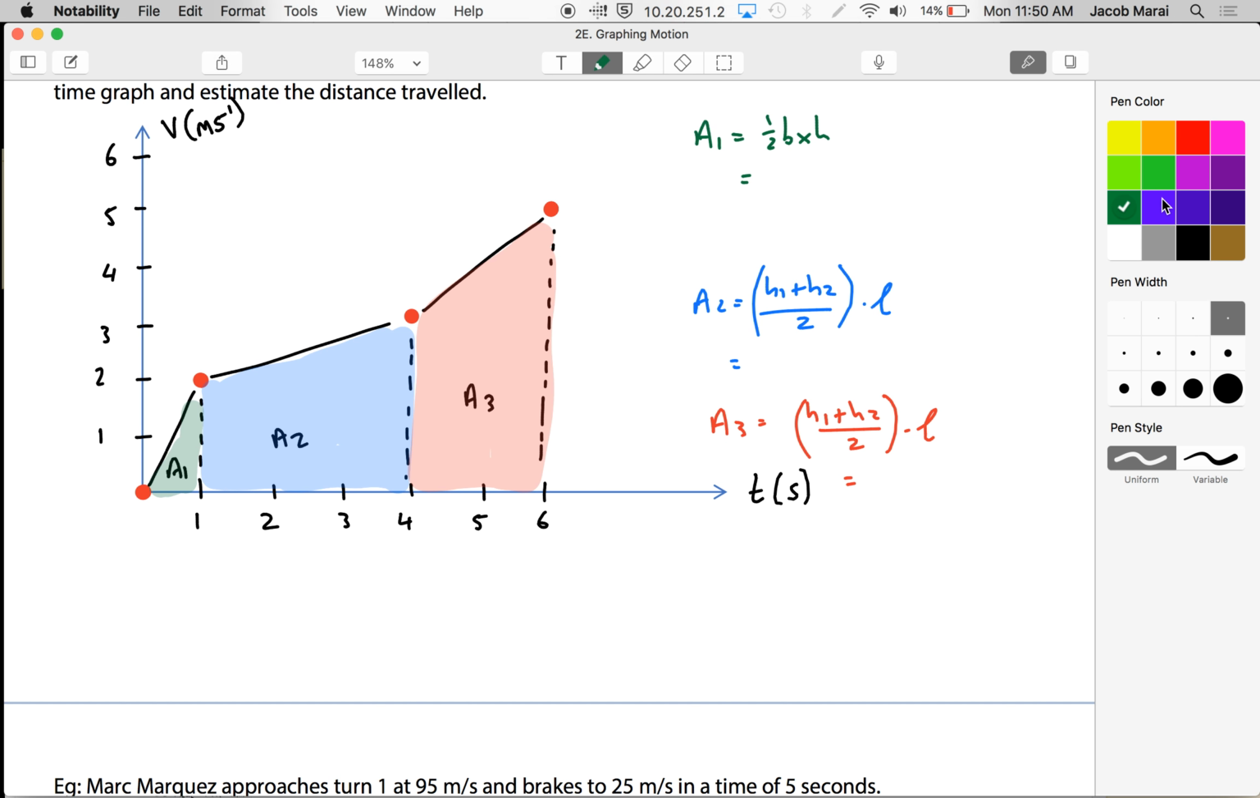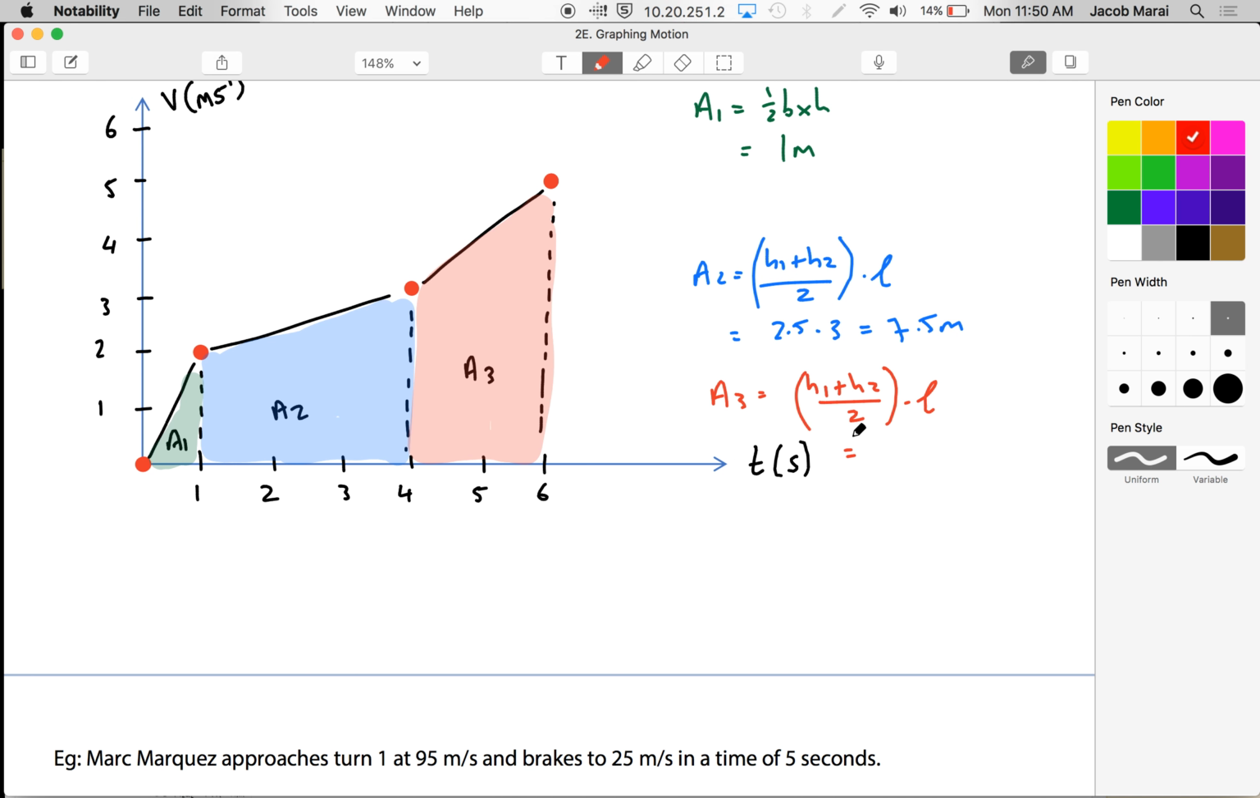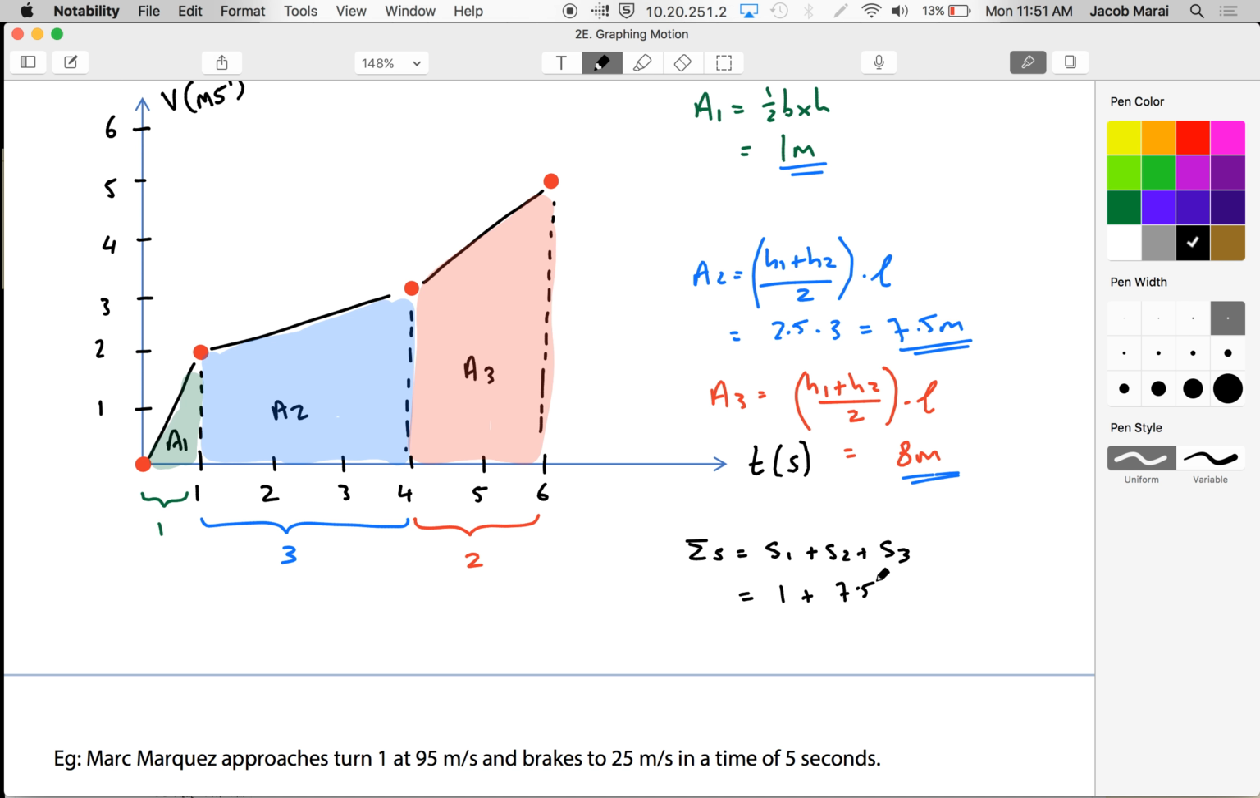And can we do all of this in our heads? A half of 1 times 2, that's 1 meter. 2 plus 3 over 2, that's 2.5 times 3, which is 7.5 meters. And then the last one is 3 plus 5 is 8. 8 on 2 is 4. 4 by 2 is 8. So again, a common mistake is that this base is 2, and this base here is 3, and then that base there obviously is 1. So last thing we could then do, remember the sum of all displacements, S1 plus S2 plus S3, add them all together. A total distance of 16.5 meters.